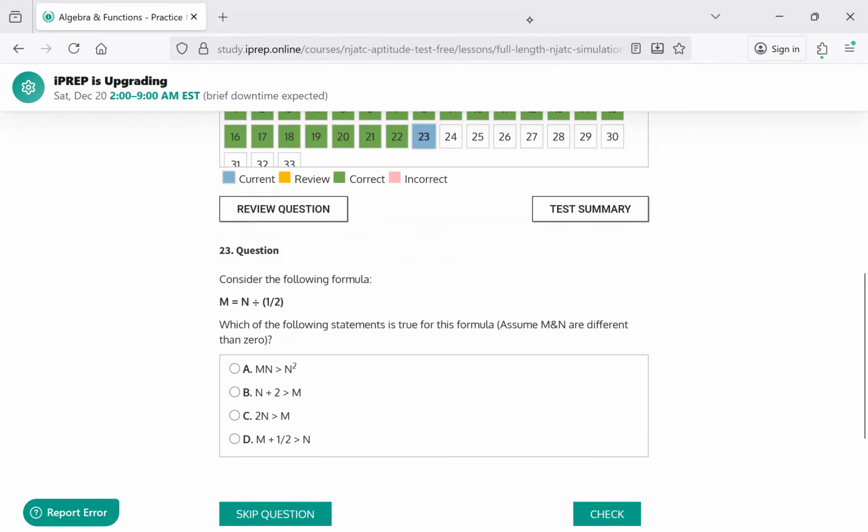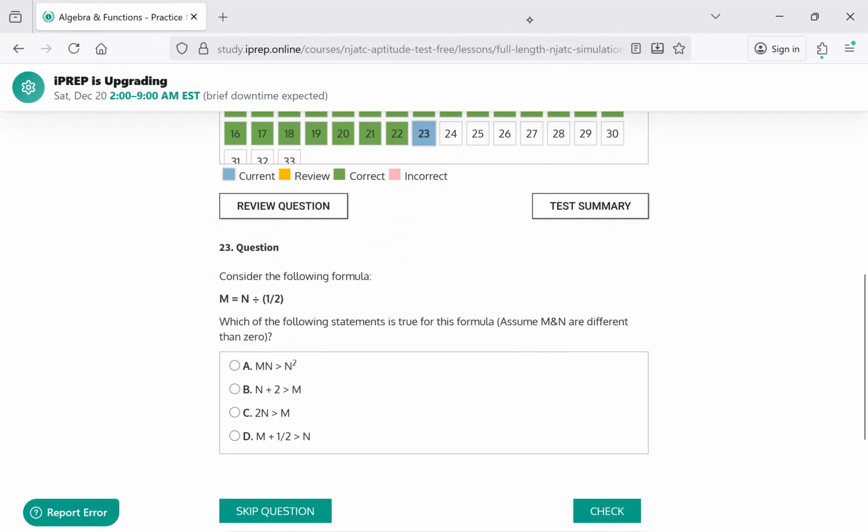Question 23. Consider the following formula: m equals n divided by 1 half. Which of the following statements must be true? Assume m and n are values different from 0. So on 23, what should we do? Let's simplify this.